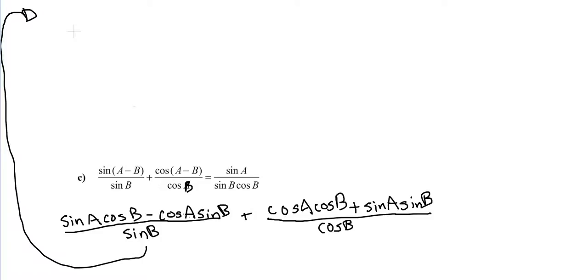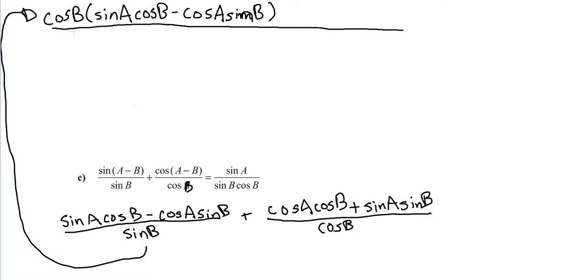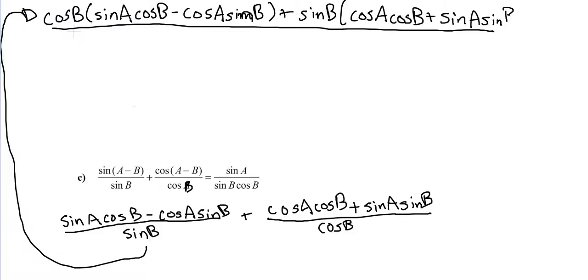So you're going to want to find the common denominator. So what you do is you're going to multiply this sine B side with cos B on the top, and multiply this cos B side with sine B on the top. So now you're going to have cos B multiplying sine A cos B minus cos A sine B, plus sine B multiplying cos A cos B plus sine A sine B. So all we did here is just your basic common denominator when you're adding fractions, and then your bottom is sine B cos B. So already you're starting to see how the two sides are going to be the same. They have the same denominator now.